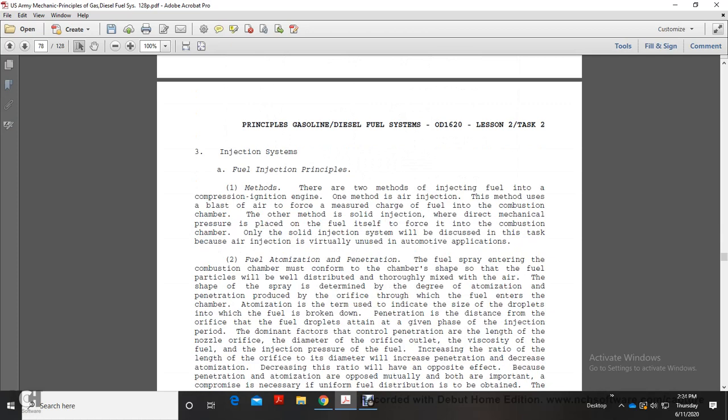Alright, injection systems. The fuel injection principle. There are two methods of injecting fuel into a compression ignition engine: one is air injection, in which a blast of air under pressure forces the fuel into the combustion chamber. The other method is solid injection, which uses mechanical pressure to force the fuel itself into the combustion chamber. Only solid injection systems will be discussed in this task because air injection is virtually not used in automotive applications.